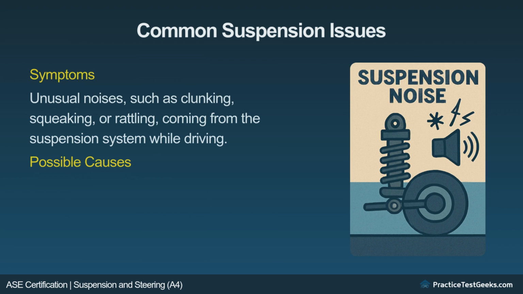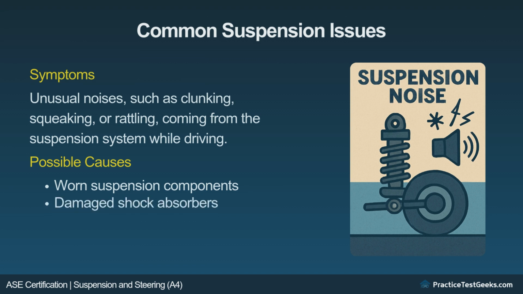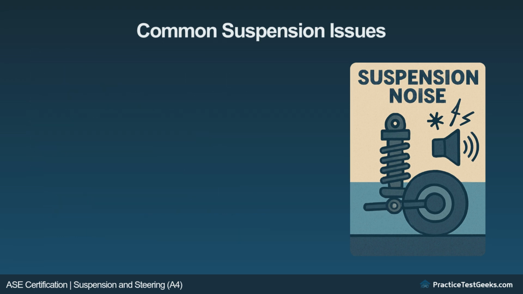Possible causes. Worn suspension components, worn-out bushings, ball joints, control arms, or sway bar links can cause suspension noise. Damaged shock absorbers. Shock absorbers that are leaking or worn can cause noise, particularly when going over bumps or rough surfaces. Loose or damaged mounting points. If suspension components are not properly mounted, they may move out of alignment and make noise.